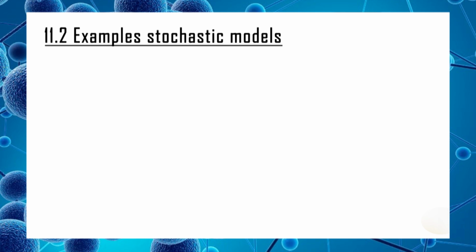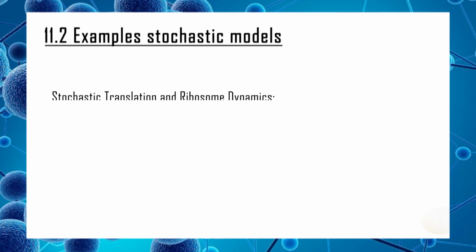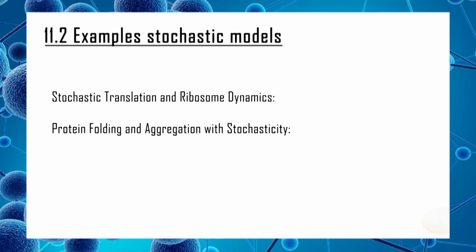So, now let us move towards the applications and examples of stochastic modeling. The first is gene expression noise. Another area where it is used is bursting in gene expression. The third point where it is used is stochastic transcription. The fourth point is stochastic translation and ribosome dynamics. The fifth is where protein folding and aggregation with stochasticity can be studied.